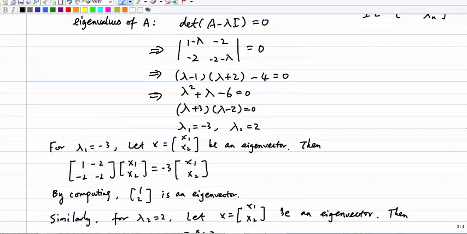Okay, alright, so for each eigenvalue, I need to compute the eigenvector. Follow the same way I mentioned in the previous problem.